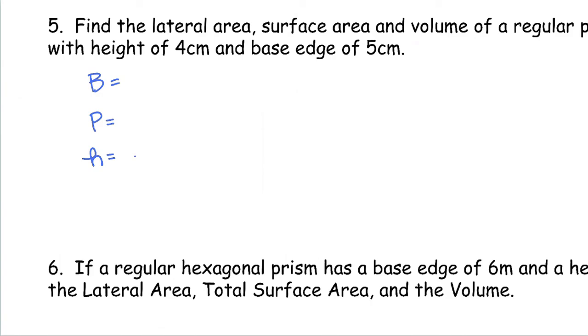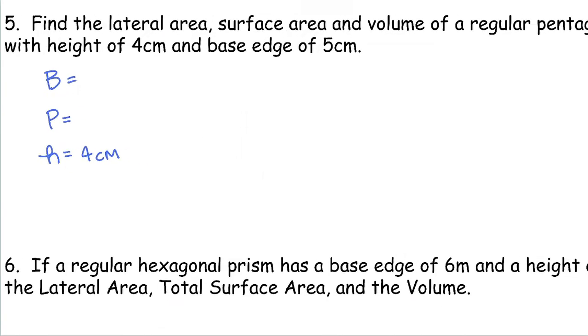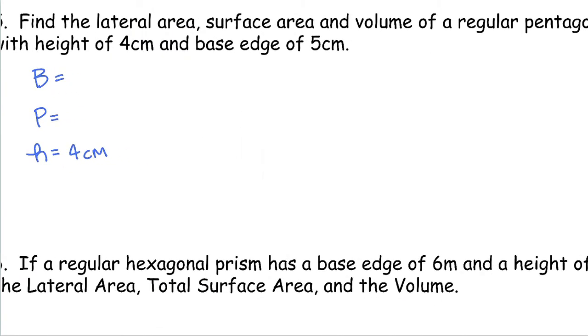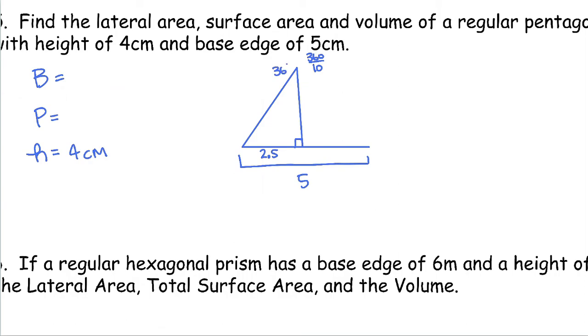So the height is 4 centimeters, and I need to use this base edge of 5 to work with my pentagon. Remember that you don't have to draw out a pentagon. All we need is our triangle. So here's our triangle, and it tells me that I have a base edge of 5. So this is 2.5 here. And remember that we do our 360 divided by 2n. So in this case, 360 divided by 10. This angle is 36 degrees, which tells me that I'm going to have to use trig.